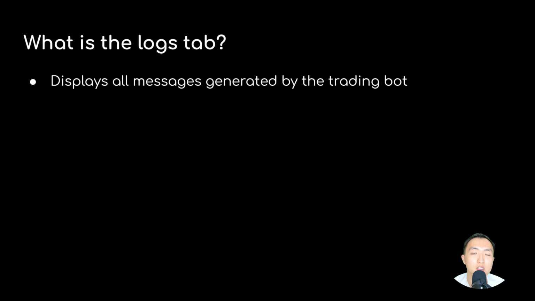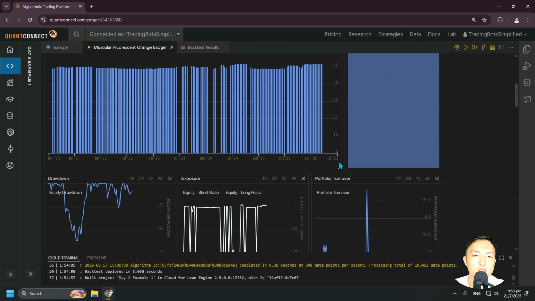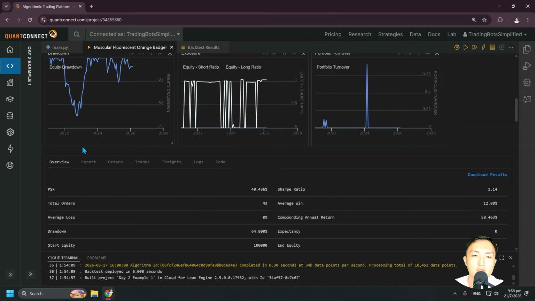The Logs tab displays all messages generated by the trading bot. If an error happens, we'll need to read those messages to fix the code of the trading bot. Similar to the Orders tab, the Logs tab can be found in this panel. It is right here. These were the messages generated by the trading bot throughout the backtest.